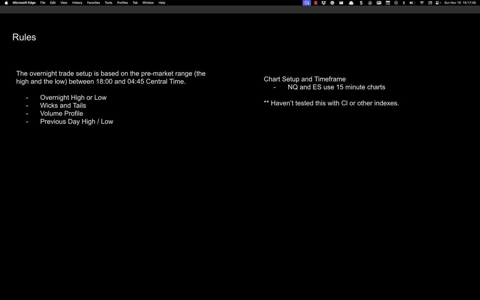In market trading, we always have to remember that we have a priority of inputs. We have a variety of inputs, and we need to be able to prioritize them. Otherwise, we're going to get confused. So I've determined, at least for my setup, that the overnight high and low is my number one priority. My wicks and tails are going to be where my entries are, so a second priority. And then the volume profile. And finally, previous day is my fourth priority of input.